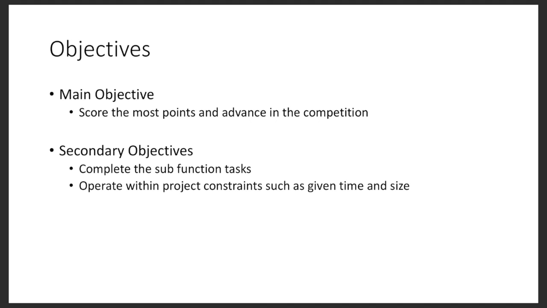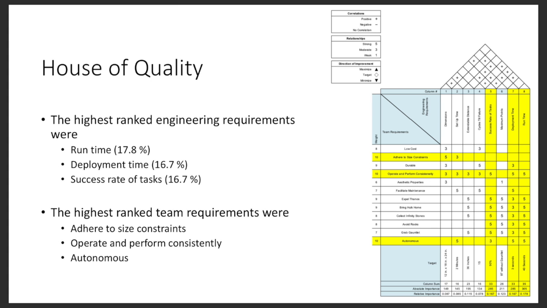We broke our objectives into two topics, main objectives and secondary objectives. Our main objective is to score the most points and advance in the competition. Our secondary objectives are completing the sub-function tasks and operating all of them within the project constraints such as time and size. The House of Quality helped our team find engineering solutions to our team requirements.